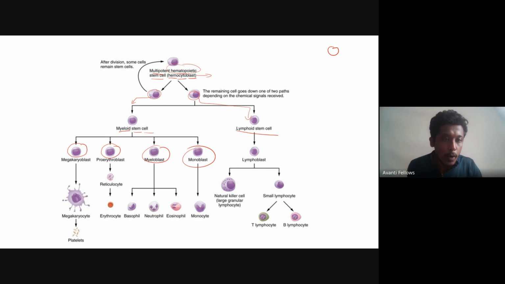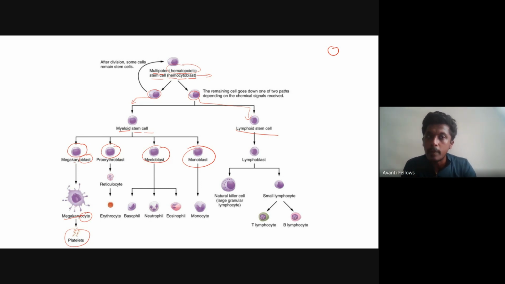Now, if I talk about megakaryoblast, what does it do? It produces; blast will become cyte. Okay, megakaryoblast will give rise to megakaryocyte. Megakaryocyte will fragment into platelets. So if I ask you what is the parent cell of platelets, what do you tell people? It is megakaryoblast. And how are the platelets formed? It is formed through megakaryocyte. Did you understand?